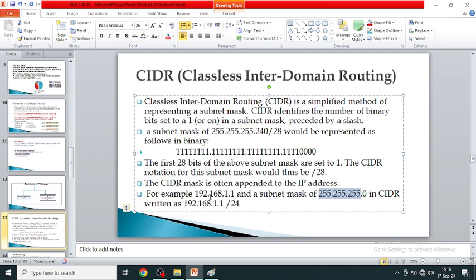If they are taking class B, then instead of 24 we have to take 16. If a class A address is there, then we take slash 8, instead of 24. If a class A address is there, then take 8. If a class B address is there, then take slash 16. I hope this much is clear.